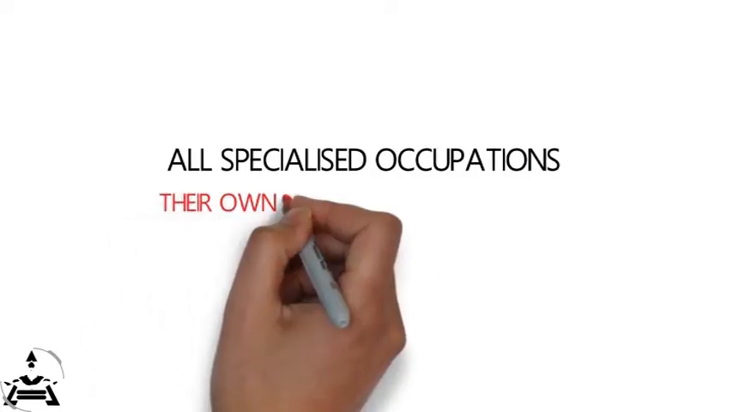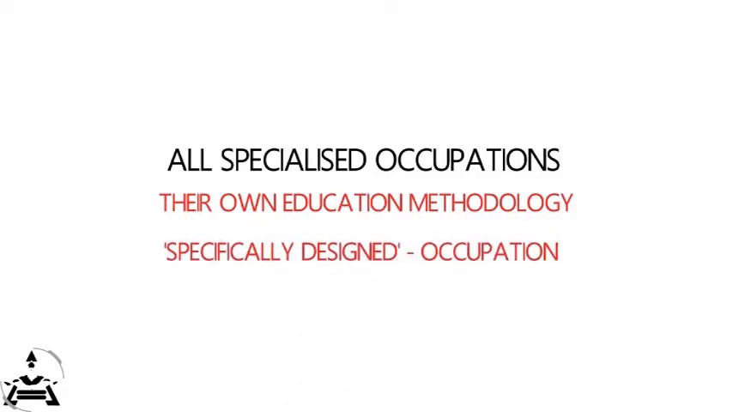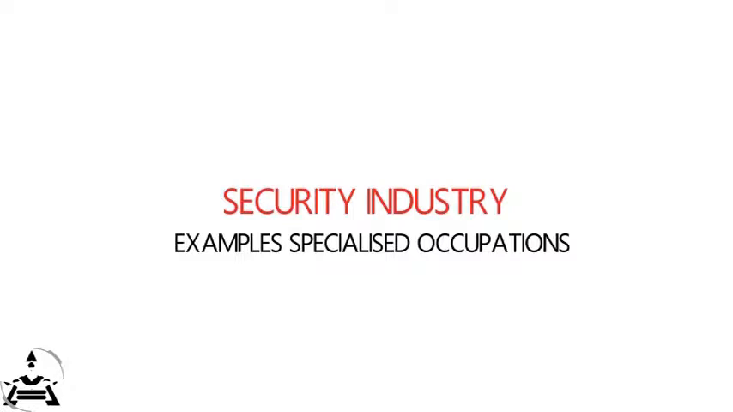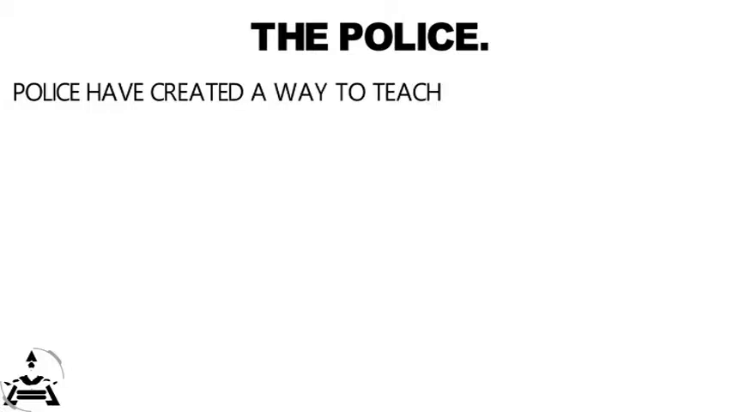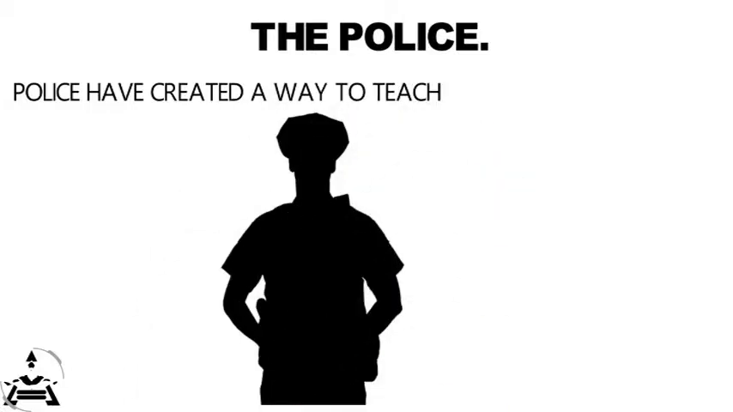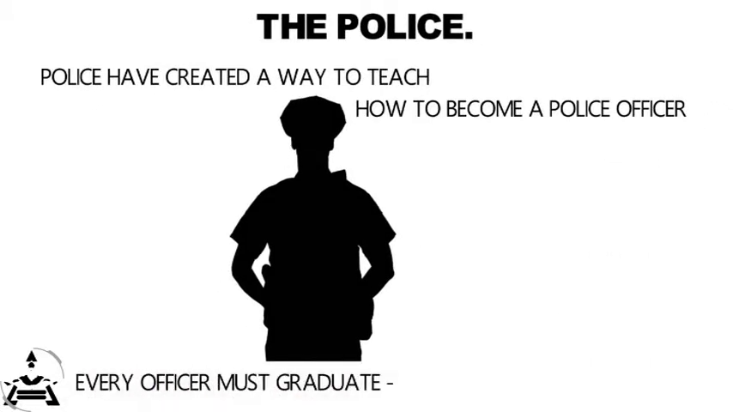What is an absolute is that if an occupation reaches the level of a specialized occupation, under human resource development it must have its own specific education methodology. An example of a specialized occupation in the security industry would be the police. The police have created an education methodology to be able to create a police officer. The method of educating must be the most efficient way of doing so, and every police officer must graduate from that education. Another example of a specialized occupation is the military.